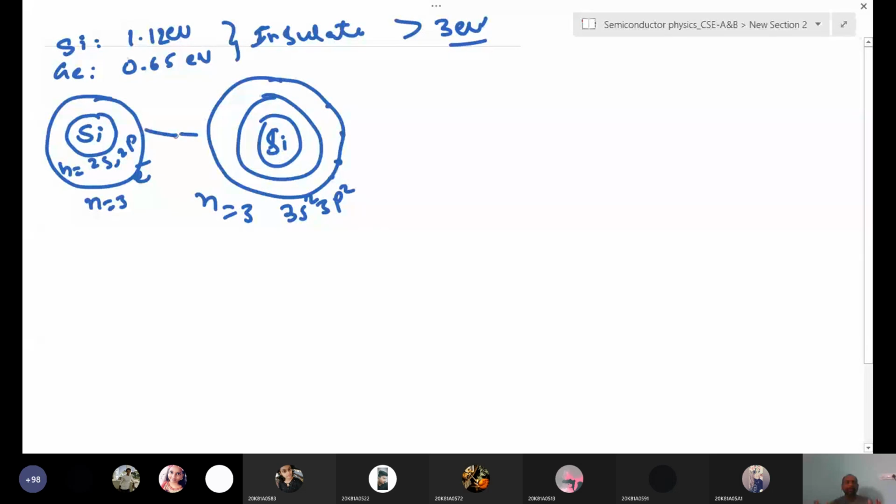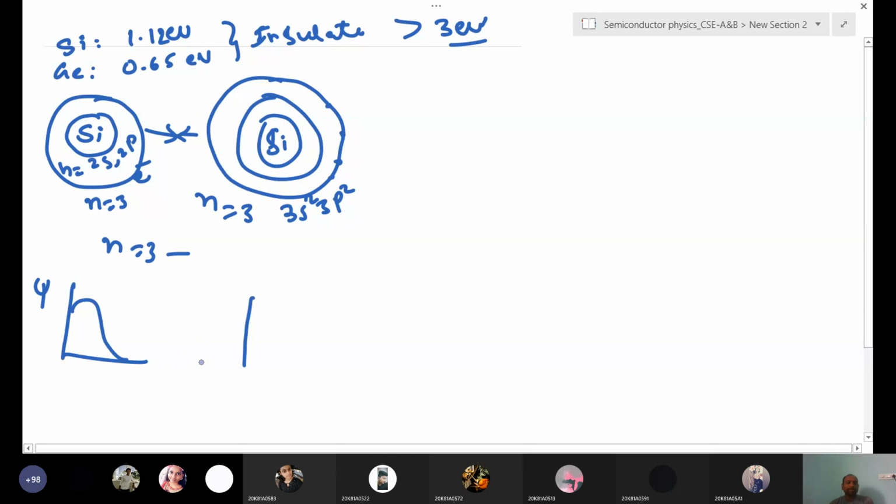If you bring two atoms very close to each other, these outer shells will interact. First the outer shell, n is equal to 3, will interact. That means electrons are interacting with each other. Suppose the wave function is like this. We are bringing one more atom close to the first atom. This is the first atom, this is the second atom. It also has some wave function, so these two wave functions will interact. That means electrons are interacting with each other.